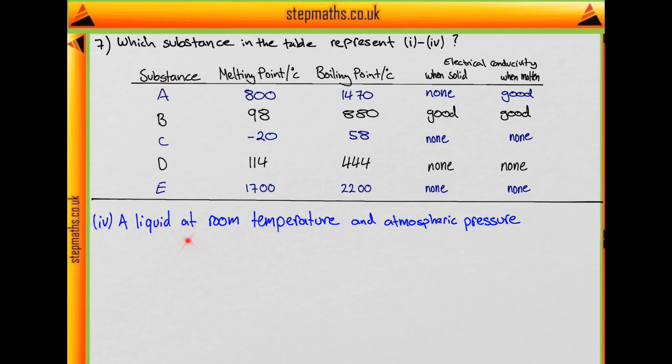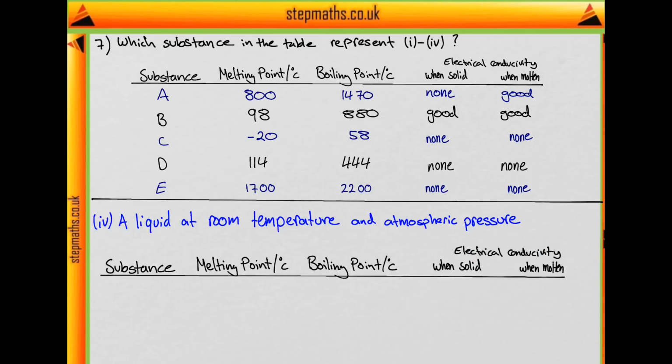Finally, a liquid at room temperature and atmospheric pressure. So room temperature is approximately 25 degrees. That means our compound will have to have a melting point that is below 25 degrees, so it can be a liquid. However, its boiling point has to be above 25 degrees, so it's not a gas. And only one compound matches this, and that is C.